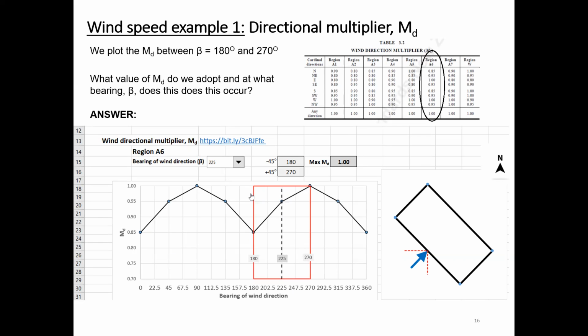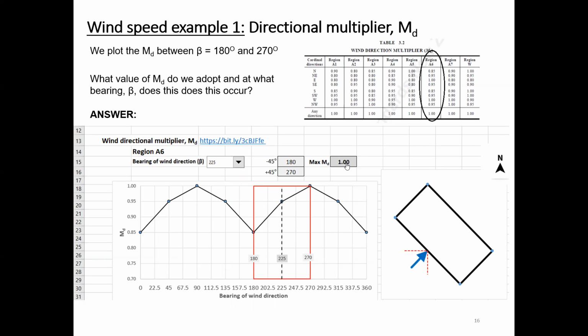And then you find within this window what the maximum is. In this case, it's just 1, so we can't reduce it any. We're just using 1 in this particular instance. Are there any questions on that?